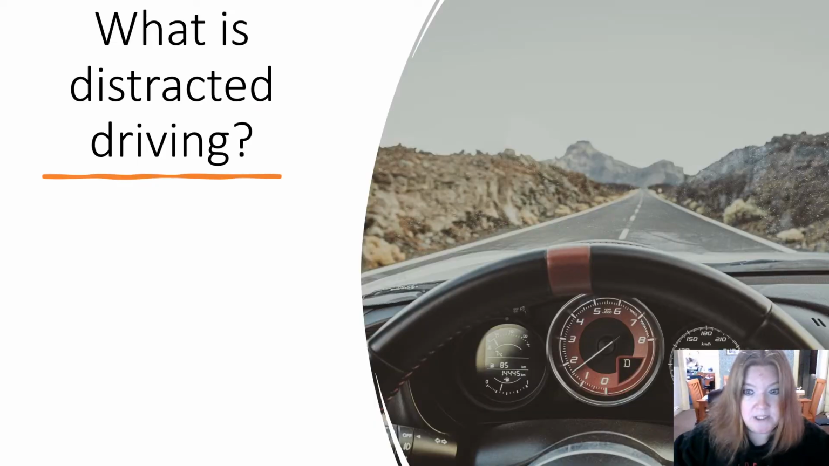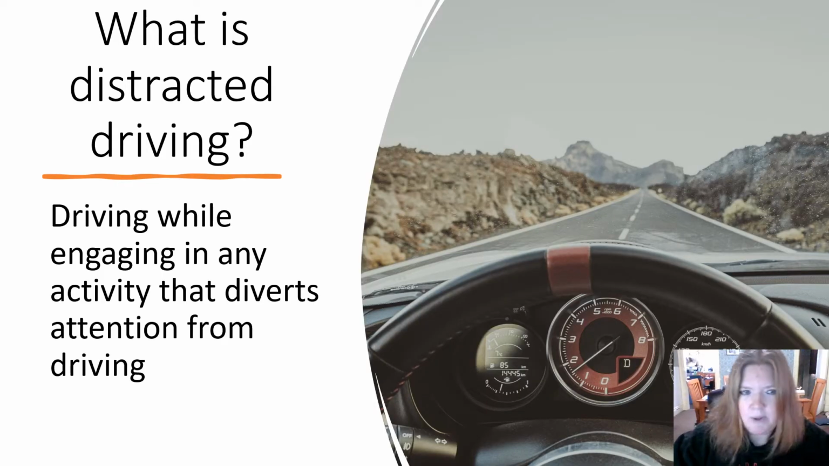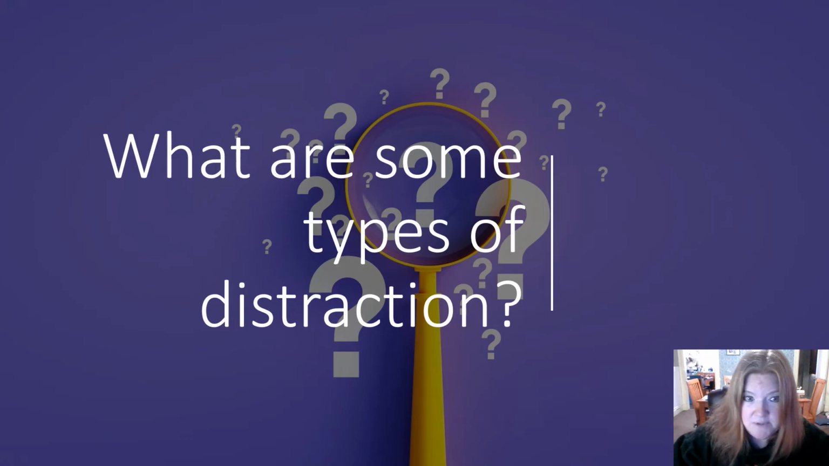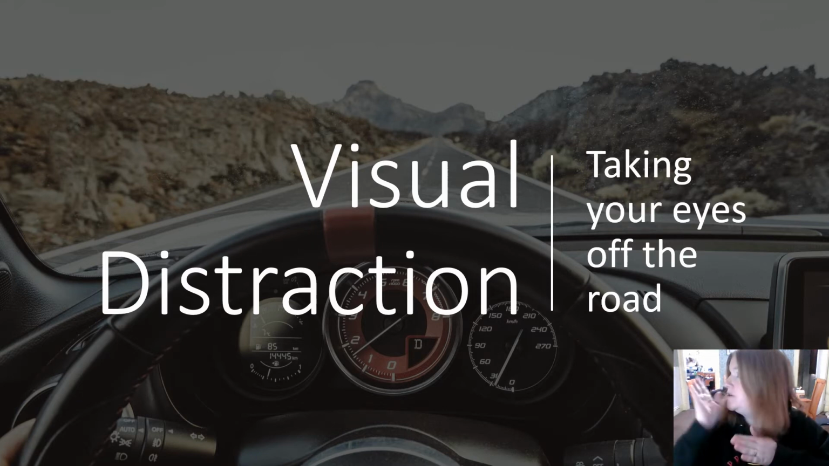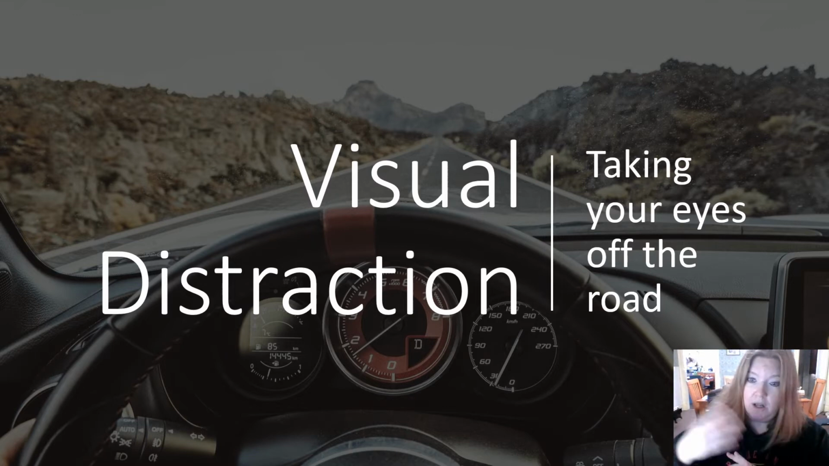So what is distracted driving? It means driving while engaging in any activity that diverts your attention from driving. What are some types of distraction? Well, it could be visual, so literally not having your eyes on the road. That could be turning to talk to someone, looking in the back seat for a moment while you're looking at mirrors, changing the radio station, picking a new one, putting in a CD, checking your navigation system, all kinds of things.